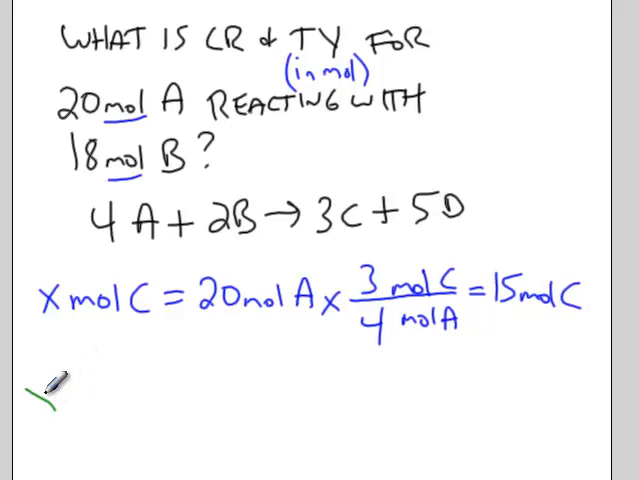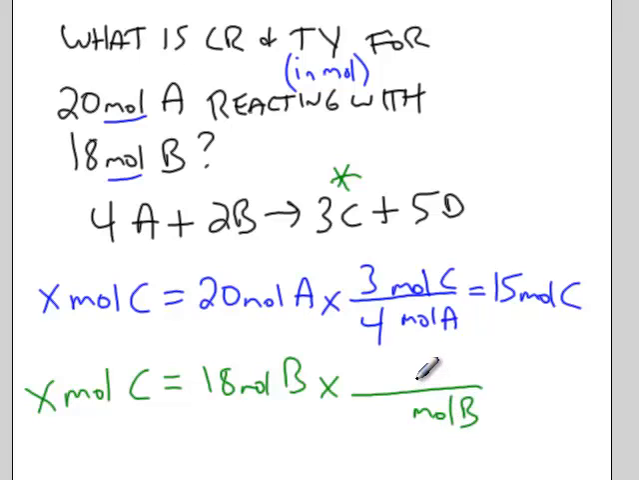I do the same, how many moles of C, and now I can't change between C and D if I'm comparing the two reactants. Once I made my choice for the theoretical yield, I have to keep that the same for both reactants. And this time I start with 18 moles of chemical B.